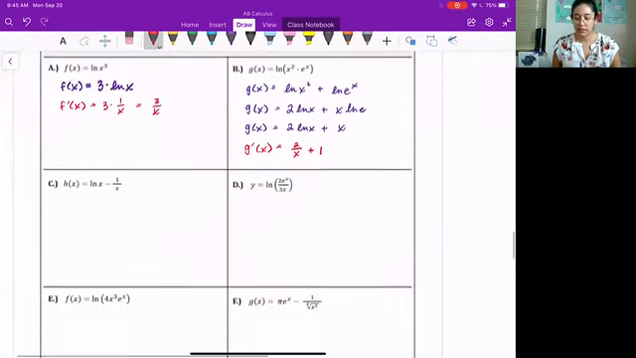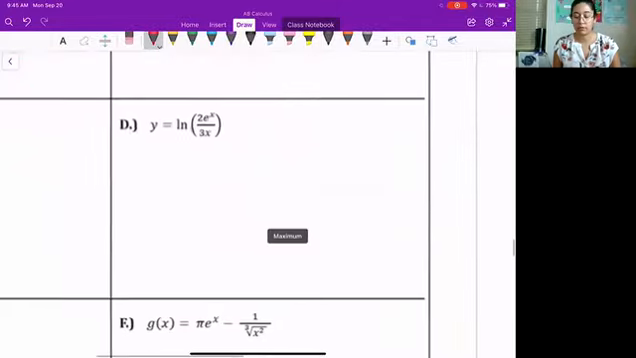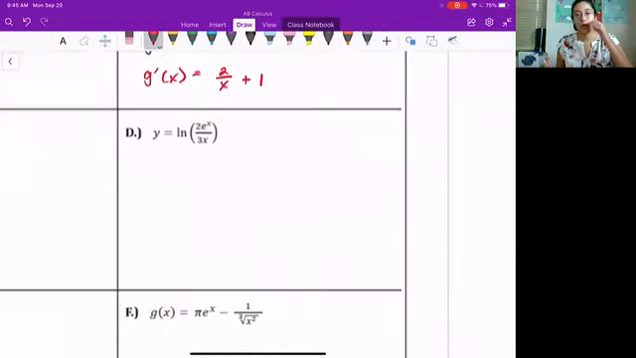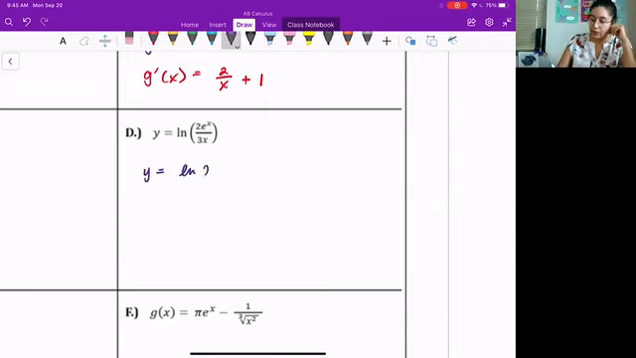Okay, I'm going to skip C in the interest of time. I'm going to go to D. Okay, I see 2 things being divided inside of my natural log. So I'm going to rewrite my function. They're each going to get their own natural log, e to the x, and I'm going to subtract them. Natural log of 3x.